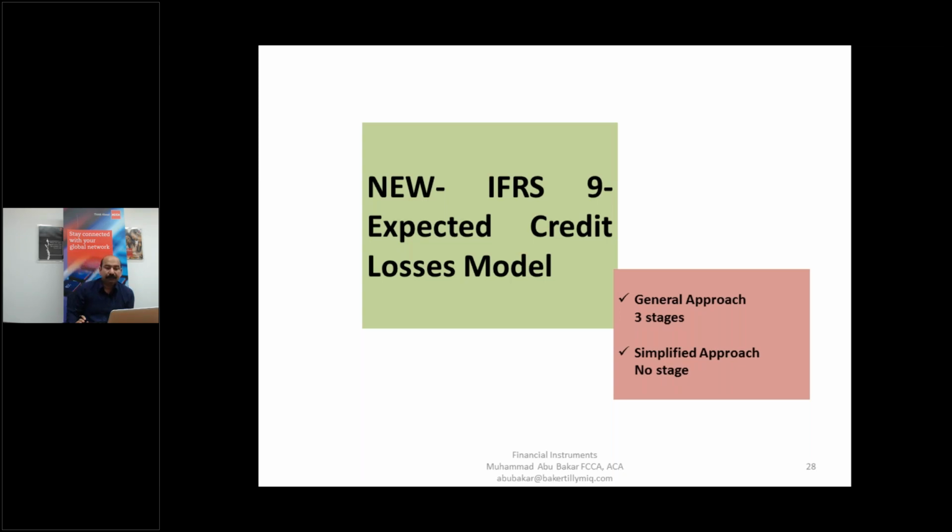See, the new approach eliminates, as we discussed, the need for a trigger. There is no need for a trigger. You need to continuously reassess whether there are any expectations of future losses. So how can you do that? You can do that by applying these two approaches, the general approach and the simplified approach.